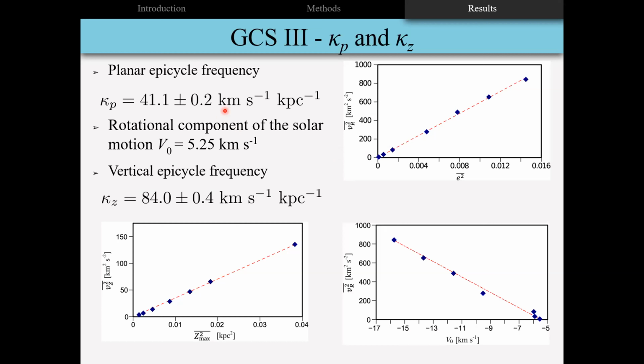And what we did next, in this final step, was to deduce from these nested stellar samples the planar epicycle frequency and other things that were possible to calculate. And in total, we found that this is the best value for the planar epicycle frequency, which is 41.1 kilometers per second per kiloparsec, and for the vertical epicycle frequency, we have this value. We also could calculate the rotational component of the solar motion, which is very well in agreement with data you can find in literature.